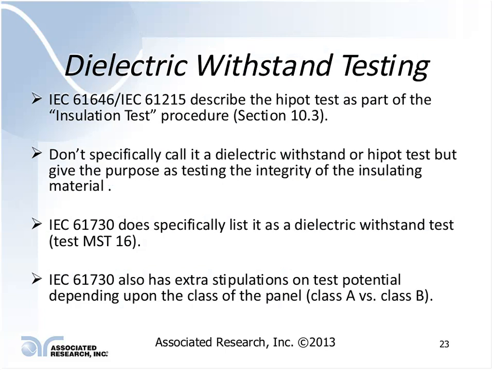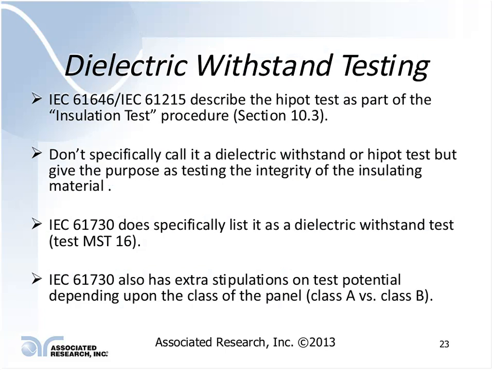So for the dielectric withstand test, 61646 and 61215 describe the Hipot test as part of the insulation test. They don't call it the dielectric or Hipot test. They call it the insulation resistance test. And as I mentioned before, you can kind of mingle the terms together. There's a gray area there. They're essentially doing the same thing. We're checking for a safety hazard, and as long as there isn't a hazard, we don't really care what they call it. So 61730 does specifically list the dielectric withstand test, and it also has some extra stipulations depending on whether you're talking about Class A or Class B, which is something that I found kind of interesting.